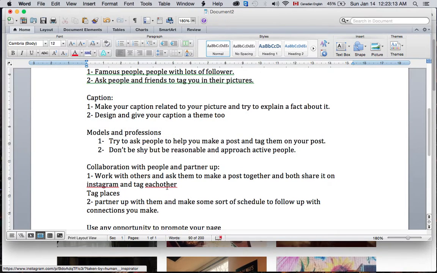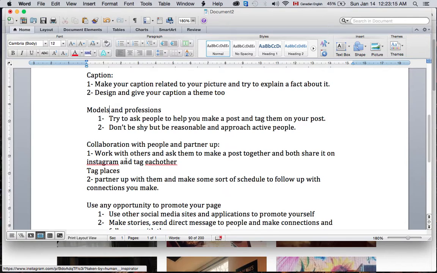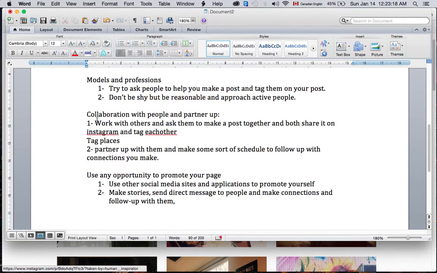The last part I wanted to show you and talk to you about was, or actually two more parts, so collaboration with people and partner up. Oh, I missed this part totally. Okay, the second part for models was that you use some other people, and then don't be shy, but reasonable, and approach active people. So if you want to use models, photographers, designers, anything, always try to search on Instagram, find people that have a fair amount of followers, but not dramatically higher than you.